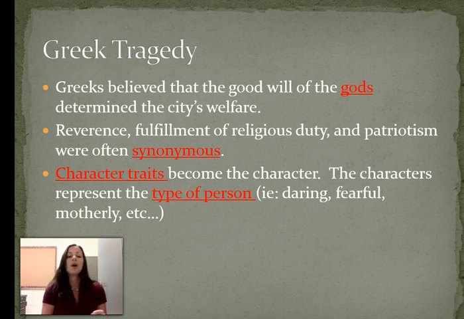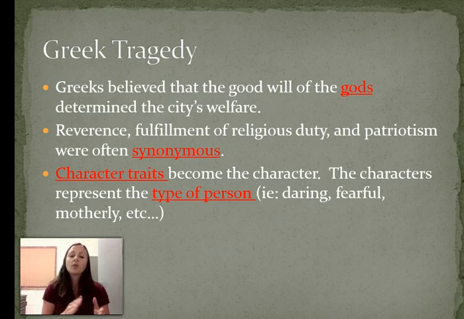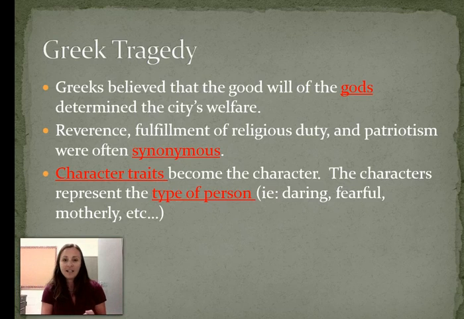And this is an important part. The character traits become the character. So the characters represent the type of person that they are. For example, one character might be the most daring character in the play, and that is their character trait, and that is what they represent. Whereas another character might indicate the motherly nature of a character. And so that's what that character represents. So we're going to look for that as we read Antigone.